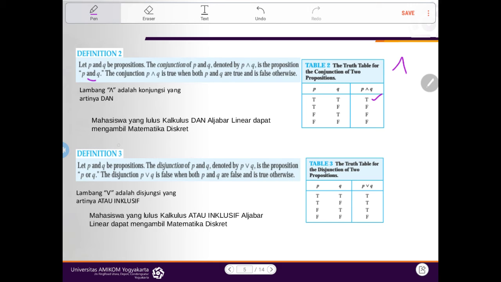For example, students that have passed the exam of calculus and linear algebra. Okay, I will read it in English. The students that have passed calculus and linear algebra can take the subject of discrete mathematics. So this must be true for the conjunction to be true, otherwise it is false. Okay. And the second operation is disjunction, or atau.